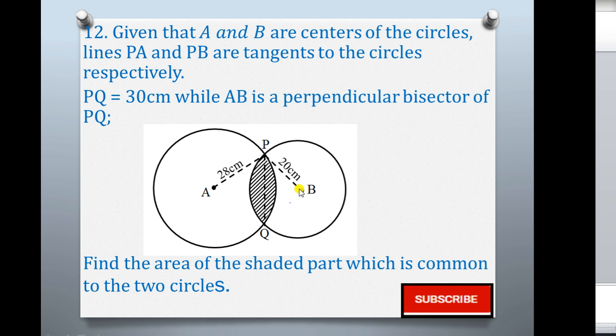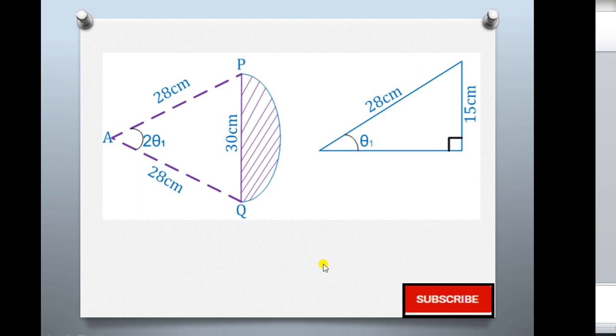Then do the same for the small circle. So I'm also going to take a sector BPQ, with arc PQ also included. Then I also join Q to B to be able to get the area of this shaded part cut off by the small circle. Now let's look at the solution. So I'm beginning with the bigger circle. Now when you look at the bigger circle, let's look back to it.